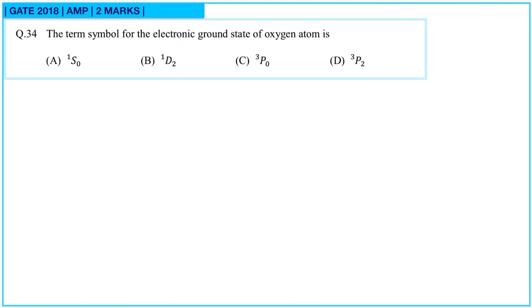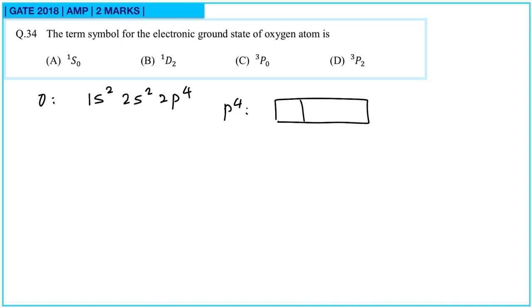Next, the term symbol for the electronic ground state of oxygen atom is. So it is 1s2, 2s2, 2p4. So we have the p shell, p4. So this will be like this: m_l values minus 1, 0, 1. Now we have to check S and L.